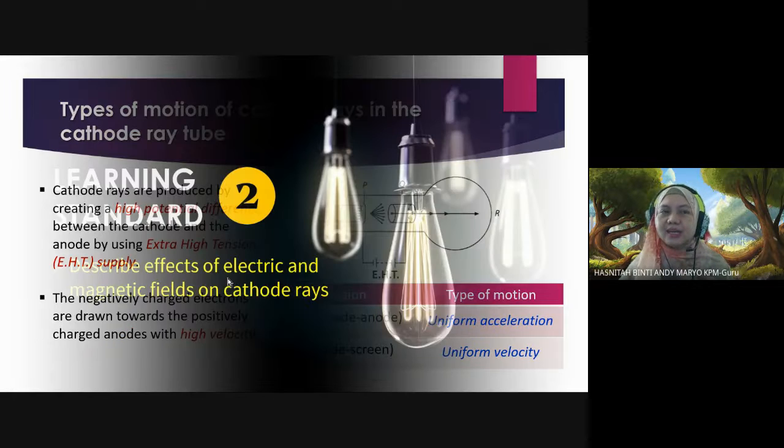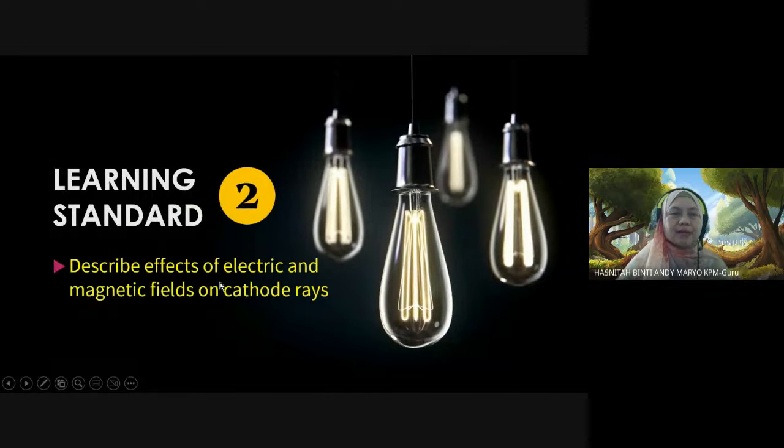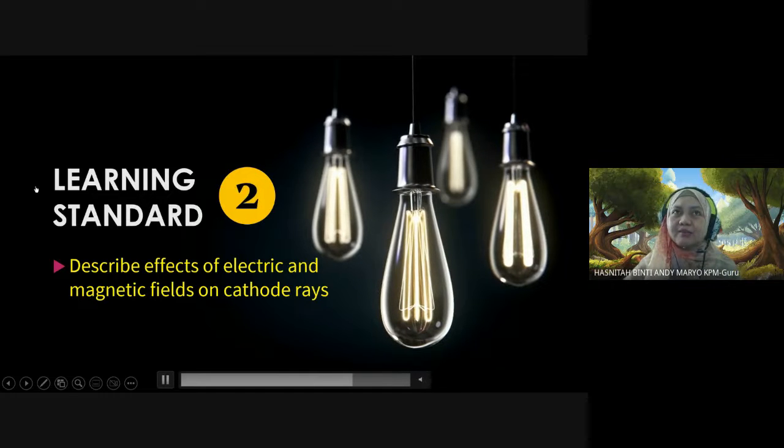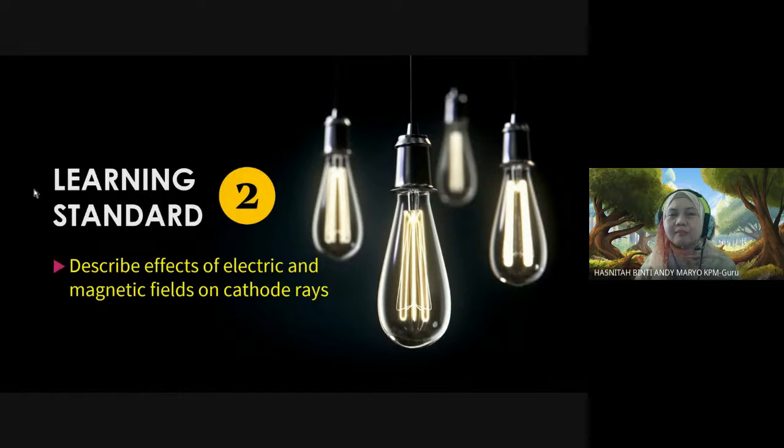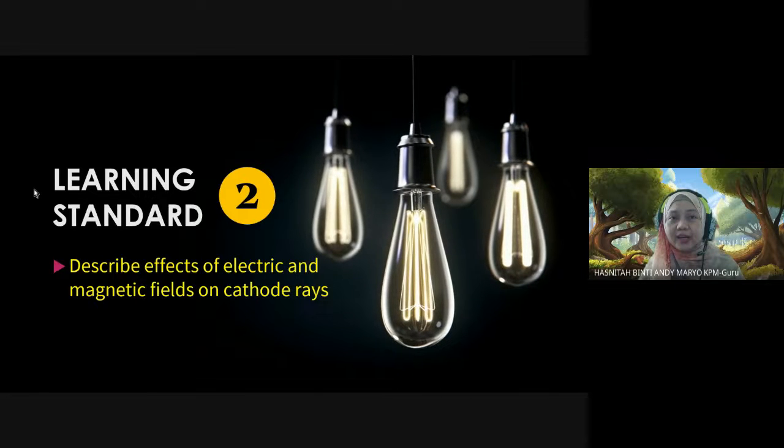So later we can calculate how fast they are moving. What is the maximum velocity they can reach? That is to do with our first learning standard. You must know how to write thermionic emission. It is a process. And second is what is cathode ray. There are two definitions in learning standard 1.